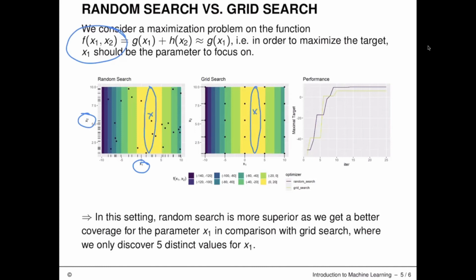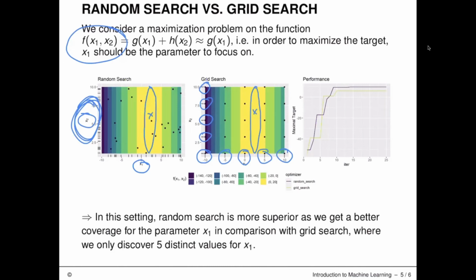And what we do now is we perform grid search and random search. And since the parameter x2 is not important at all, random search has an advantage here for the following reason. So for grid search, we are just evaluating 5 different values for x1, and we evaluate each value of x1 5 times, which doesn't help at all, because the value of f on those vertical lines here doesn't change.